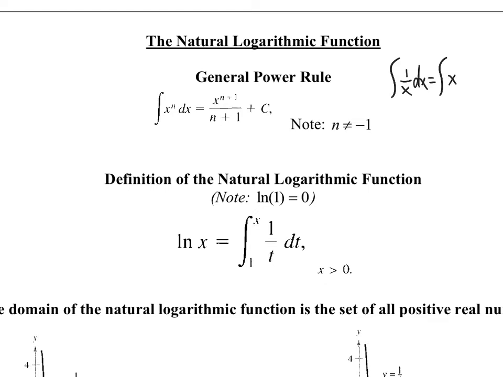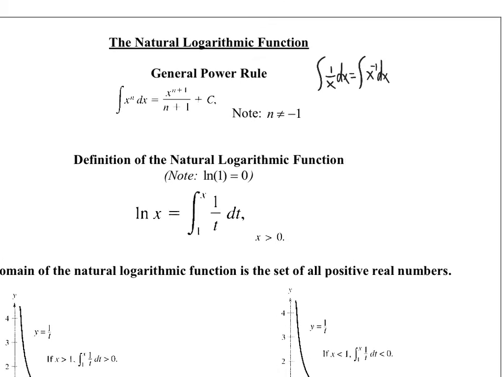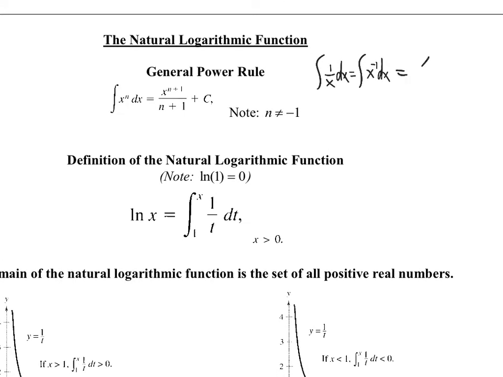it's the integral of x to the -1. If we tried to do this using the power rule, it would have been x to the -1 plus 1 over -1 plus 1, which obviously would be x to the 0 over 0, which doesn't work. So we have to have a different way of handling this. And that's where the natural log function comes in. Here's the definition of the natural log function.